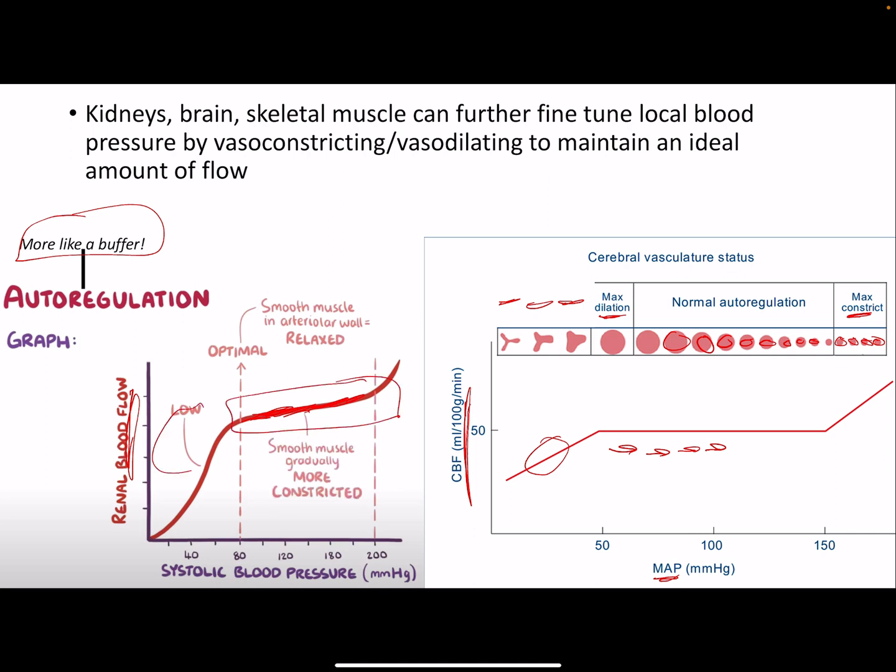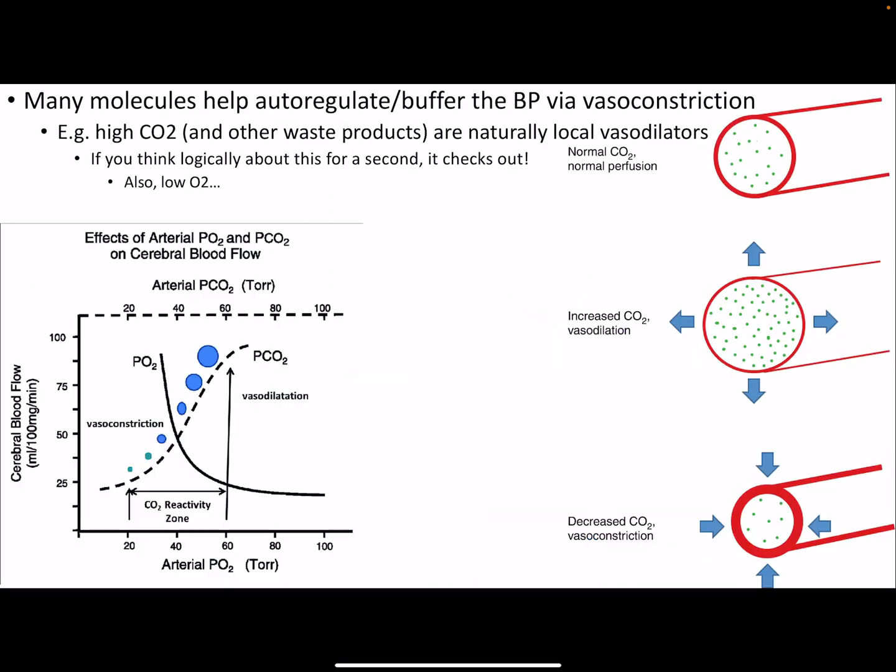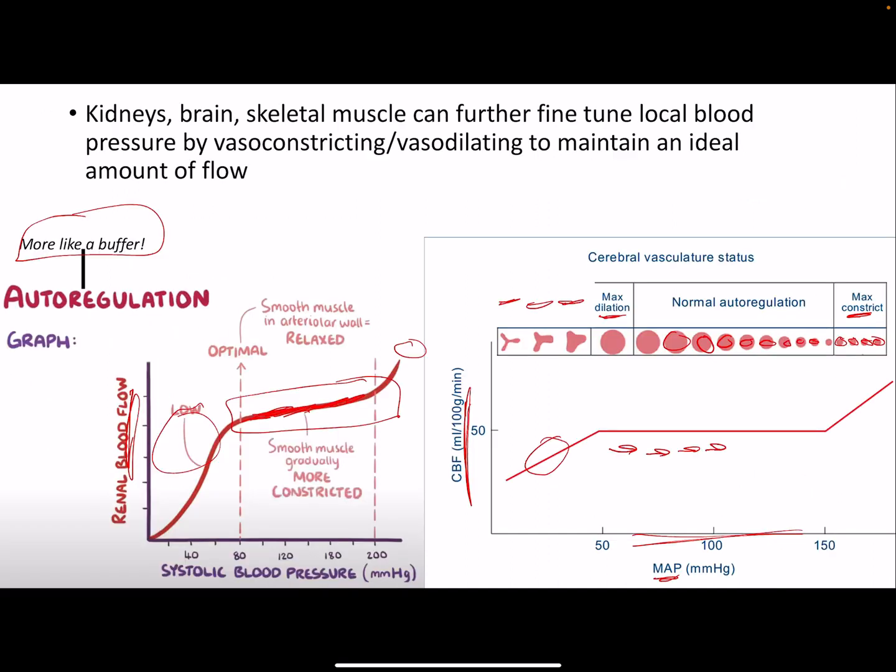At a certain point, the blood pressure is too low, and so the flow is going to be too low. At a certain point, the blood pressure is too high, and there's going to be too much flow. But again, we're regulating the diameter in response to this changing pressure to keep the flow consistent. So a lot of molecules are going to help regulate and buffer the blood pressure. So what causes this?